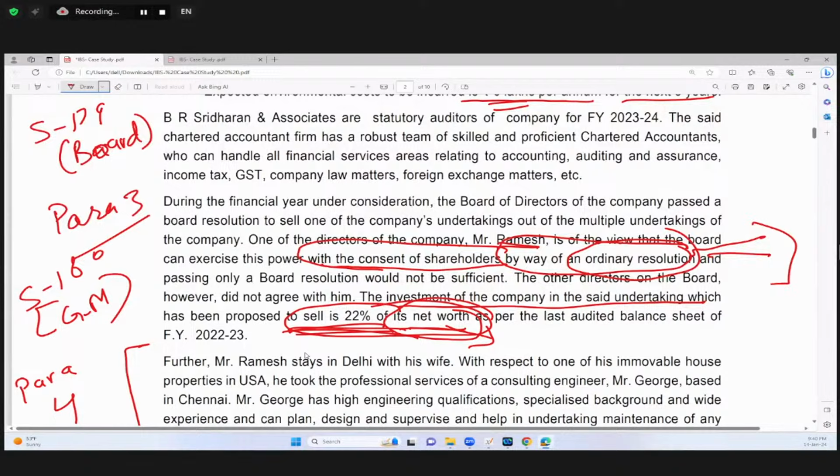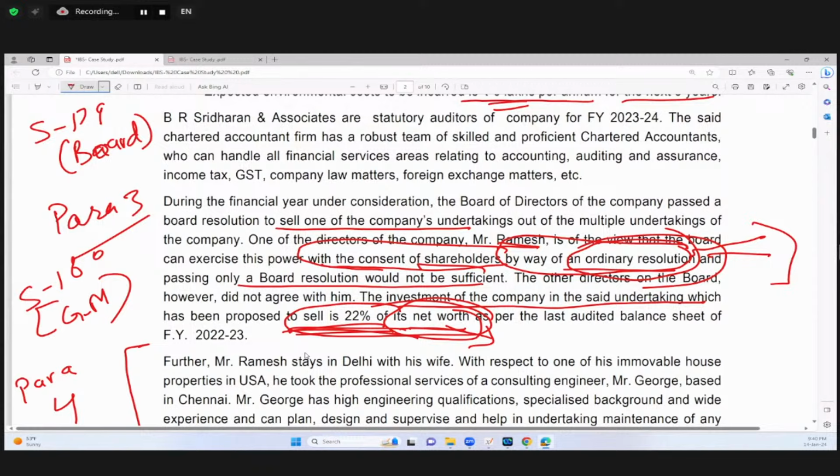Now moving back to the paragraph, we can see that one of the company's undertakings, Mr. Ramesh is of the view that the board can exercise this power with the consent of the shareholders by way of an ordinary resolution, and that passing only a board resolution would not be sufficient. He is correct that a board resolution alone is not sufficient, but the problem is in the ordinary resolution. He is of the opinion that for this item, the resolution required is only an ordinary resolution.